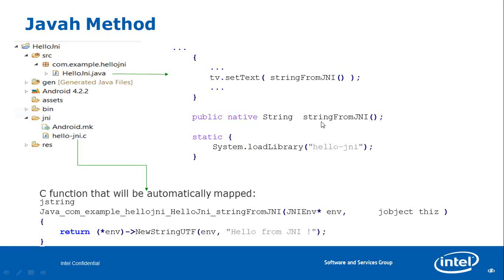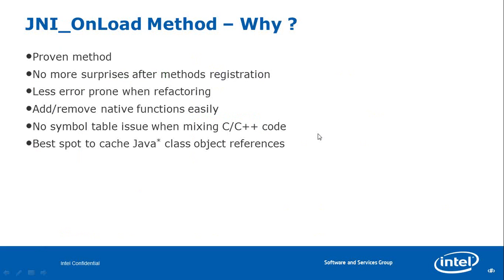Native call from the hello-jni.java. So this is the Java method which is used. So what is the another method called? That is the JNI onload method. So why should we go for a JNI onload method?